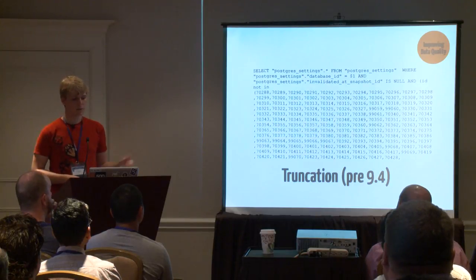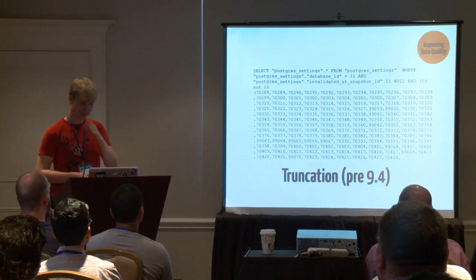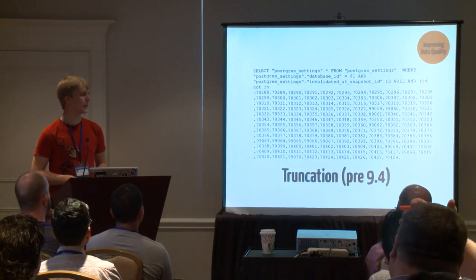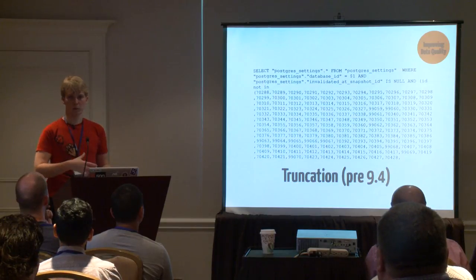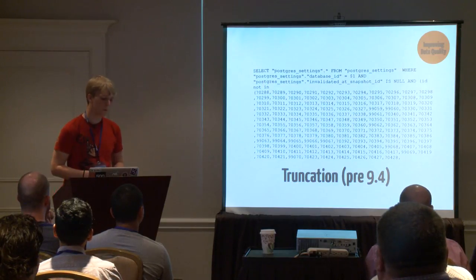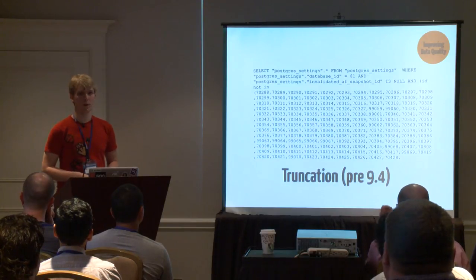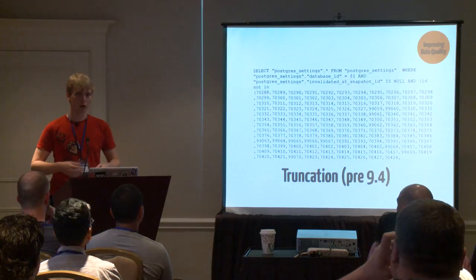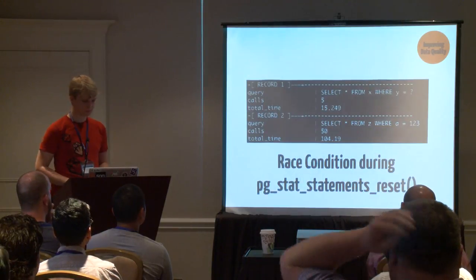Before 9.4, the default was usually 1,000 characters for the query. You can increase that, but it had a little bit of cost because it was kept in memory. With 9.4, this is now stored on disk in a file, which obviously enables you to use longer query texts. So just keep that in mind if you use an older Postgres version.